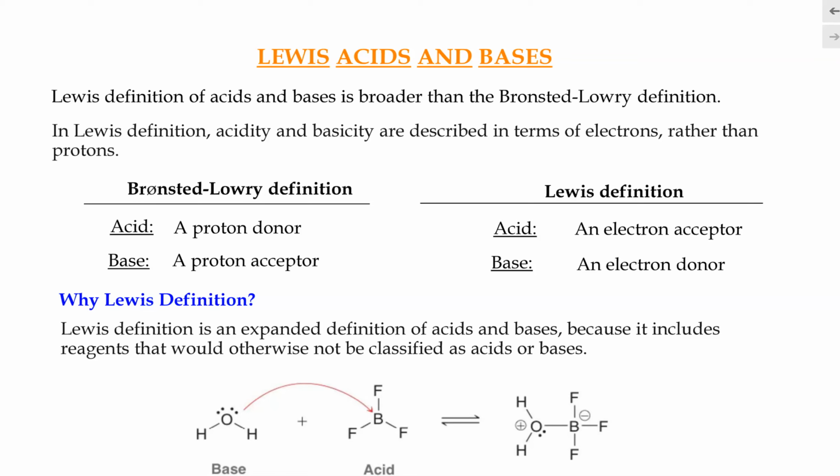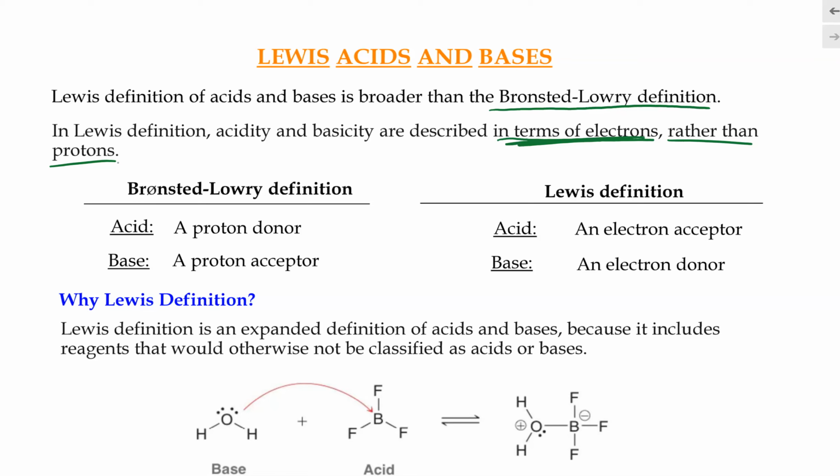In this video, I will quickly introduce and discuss Lewis' definition of acids and bases. The Lewis definition of acids and bases is much broader than the Bronsted-Lowry definitions of acids and bases. In the Lewis definition, acidity and basicity are described in terms of electrons. So the emphasis is on electrons rather than the proton that we have seen in the Bronsted-Lowry definition.